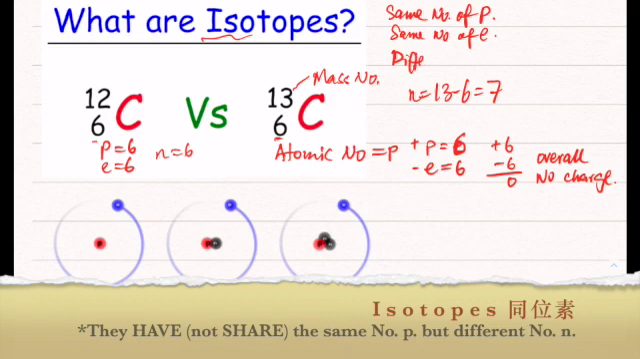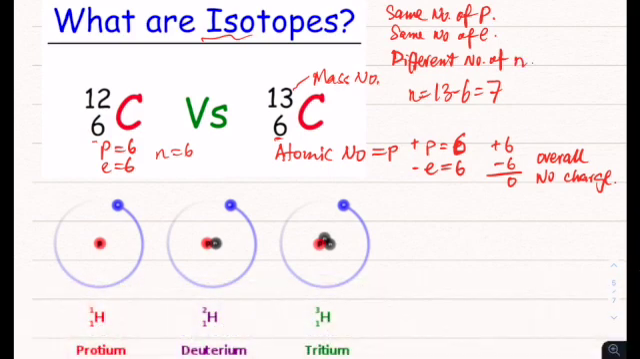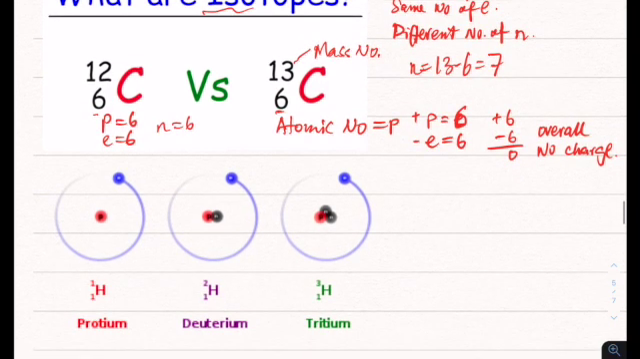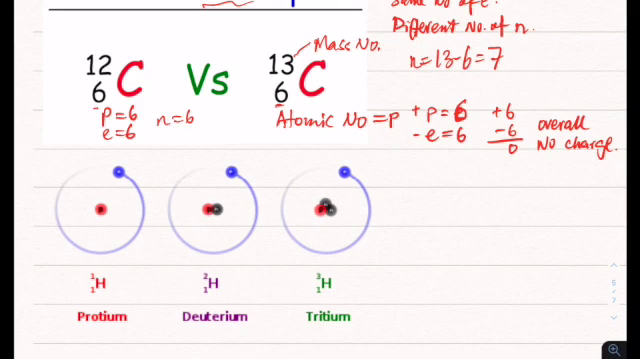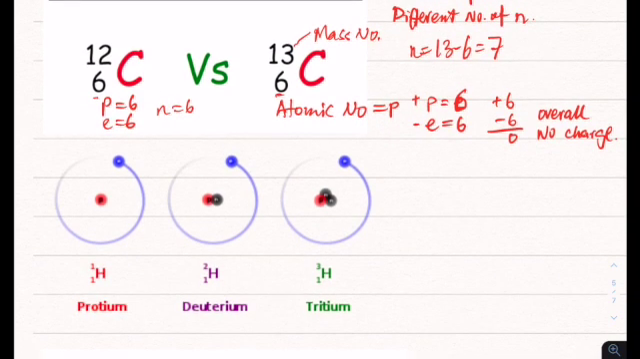they have a different number of neutrons. Yeah, you can also say they have the same atomic number but different mass number. Now let's look at the second one. Hydrogen is the same. You have hydrogen 1, hydrogen 2, hydrogen 3. For the first one, the proton is 1, electron is 1, neutron is 0. This one, proton is 1, electron is 1, neutron is 1. That one, proton is 1, electron is 1, neutron is 2.